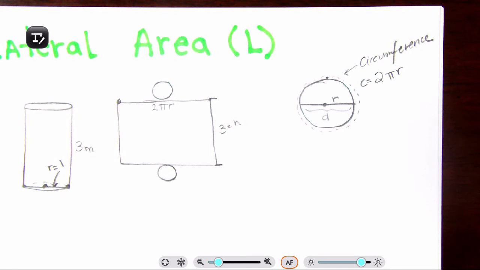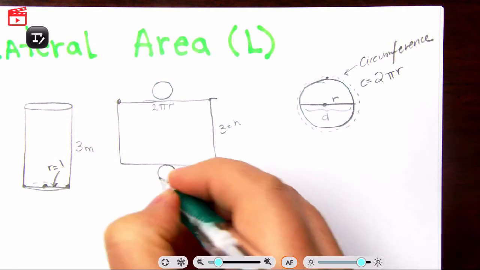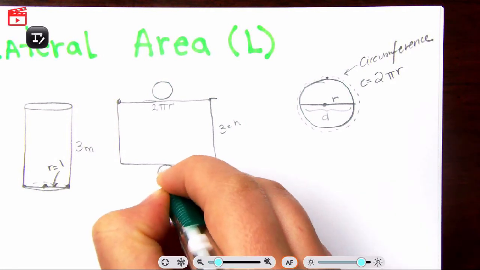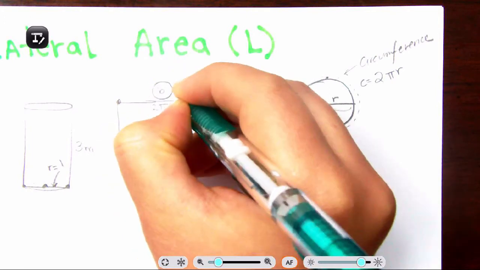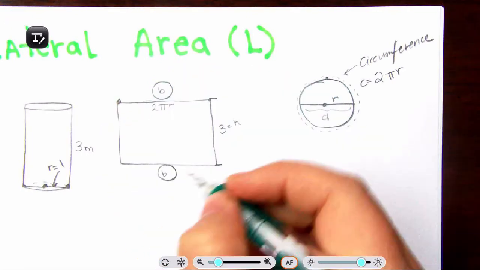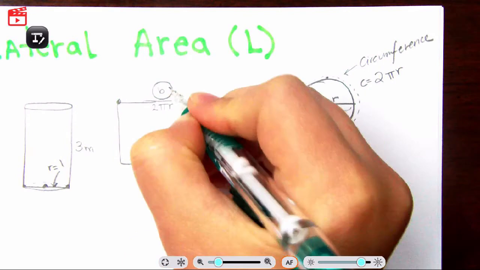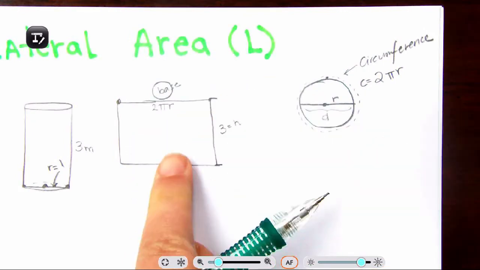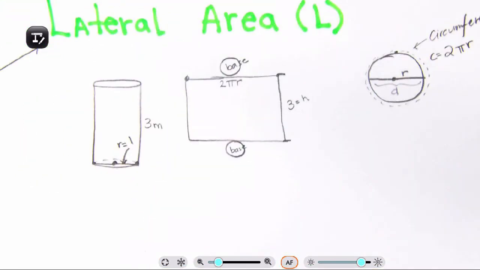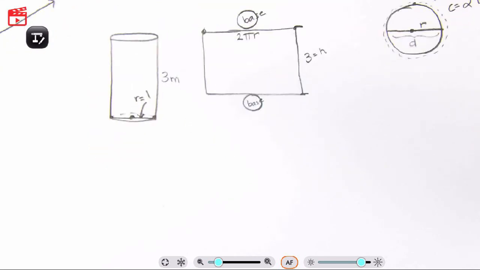And so what is the lateral area? This is our base. I'm going to write lowercase b because we're not doing the areas of it yet. So this is our base. This is our base. So for lateral area, we want the area without the bases.